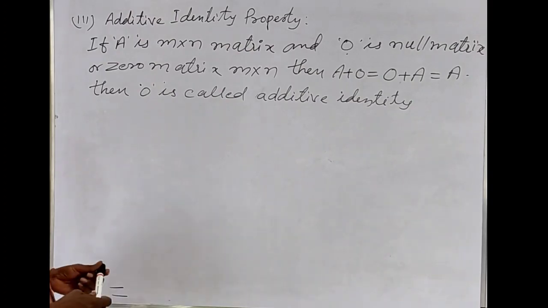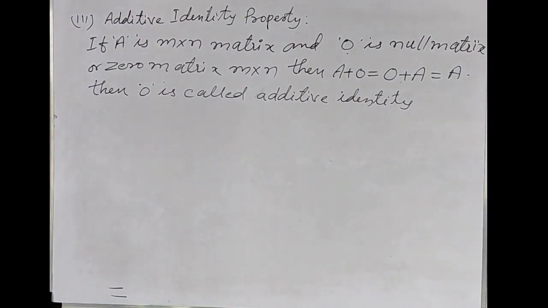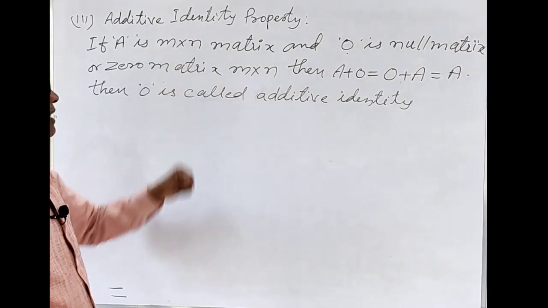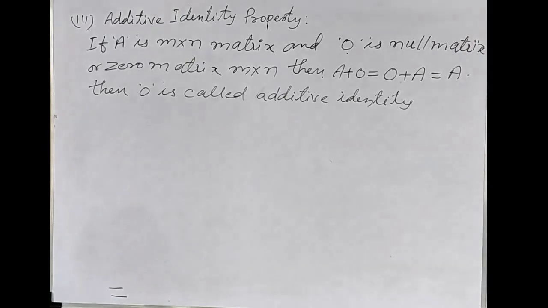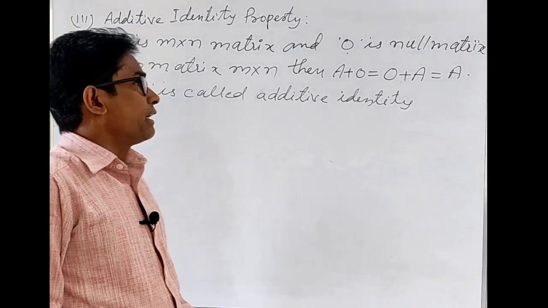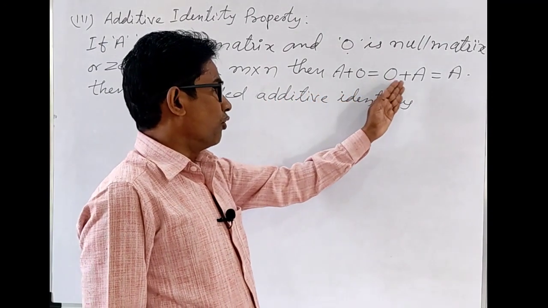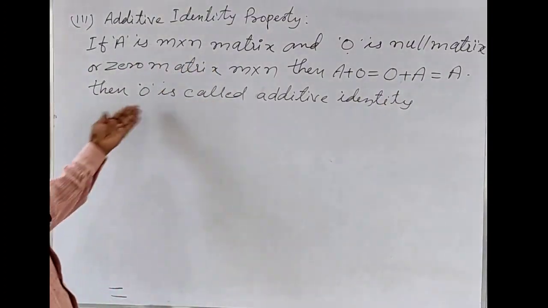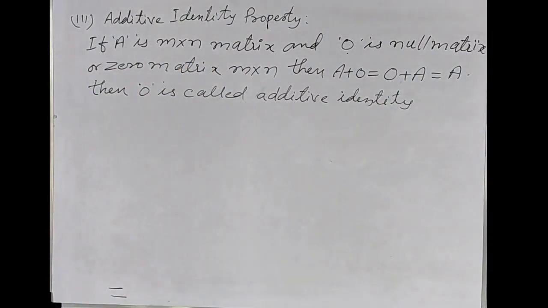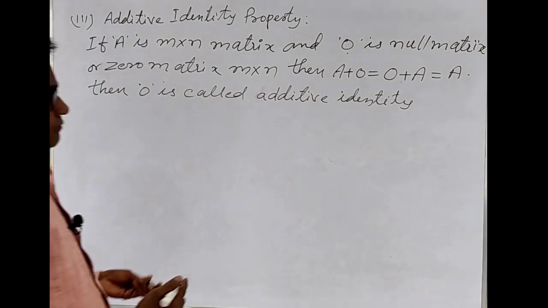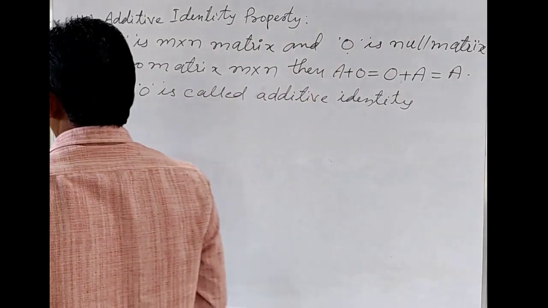So what is additive identity? Additive identity property of matrix: a matrix A, order of that matrix is m cross n, and O is another matrix, that is null matrix or zero matrix of the same order, that is m cross n, then A plus O is equal to O plus A is equal to A. Then O is called additive identity of a matrix. Now let us see one example.